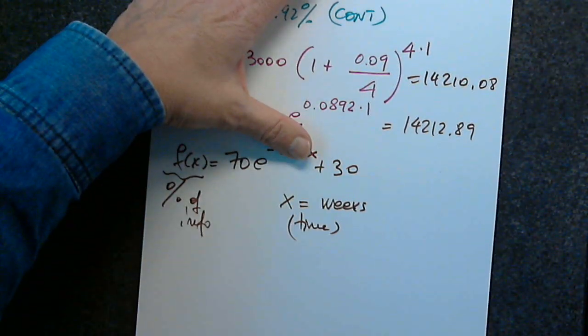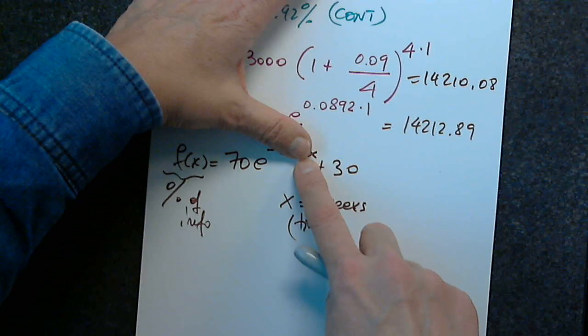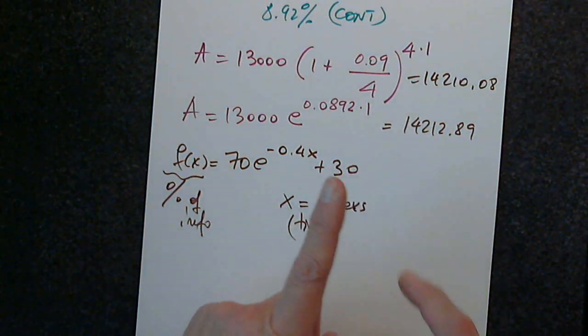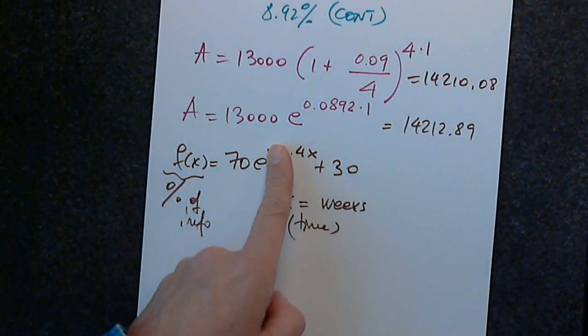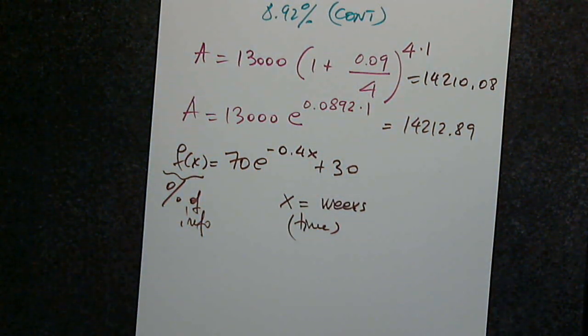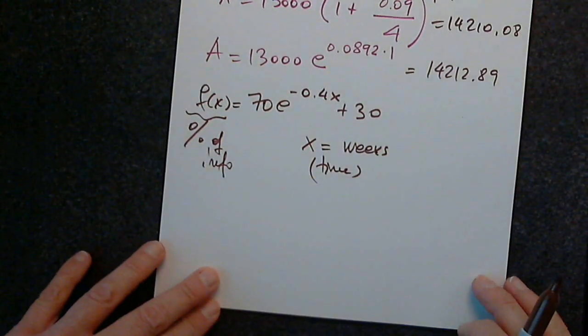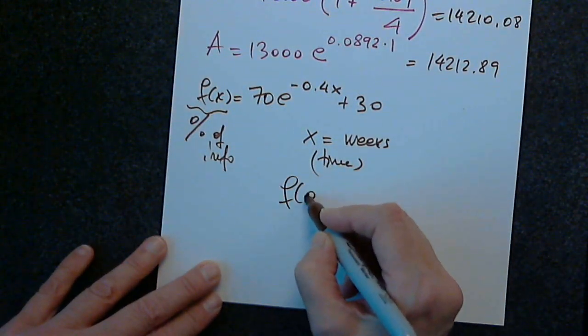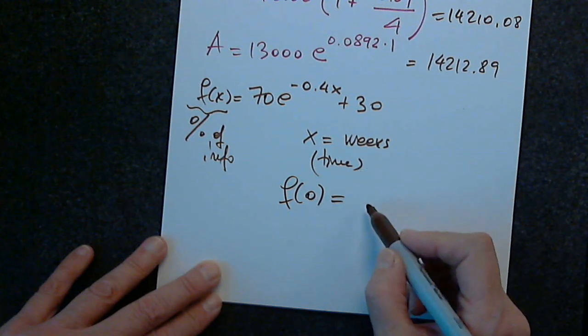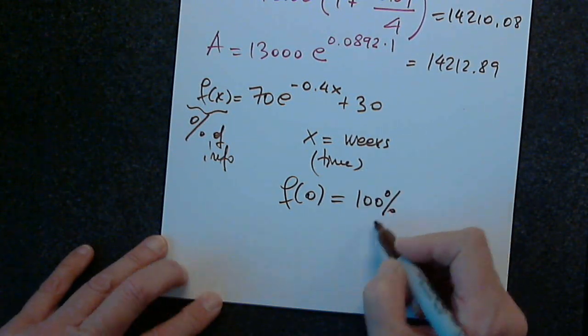Perfect. How much is e raised to 0? Excellent. How much is 1 times 70? How much is 70 plus 30? 100, right? Yes. So f of 0, for 0 weeks, is 100%.